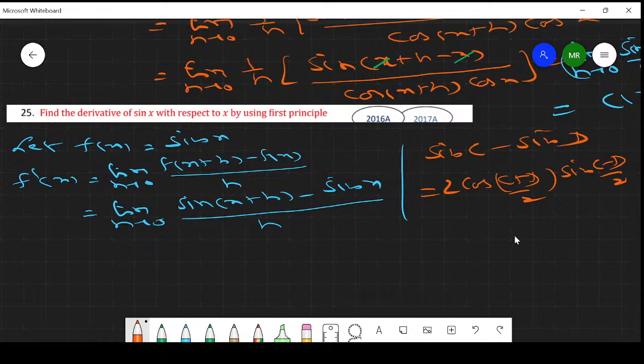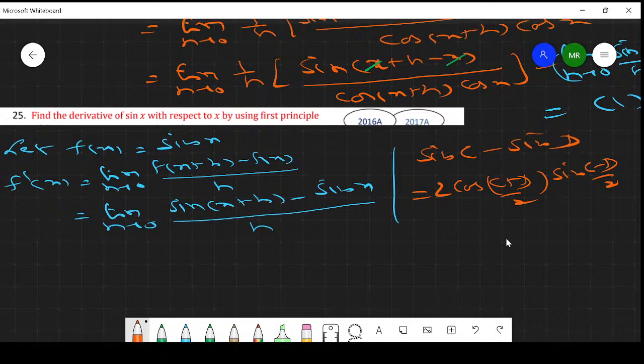So sin c minus sin d is 2 cos of c plus d by 2, into sin of c minus d by 2. So this formula we have: this is c plus d by 2, and this is c minus d by 2. Remember this formula. Then I can use this formula here to simplify.